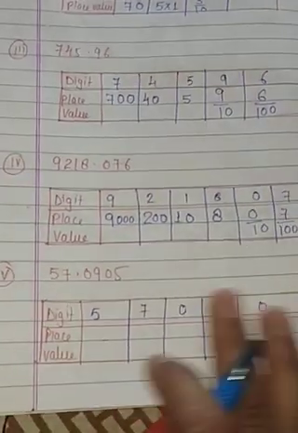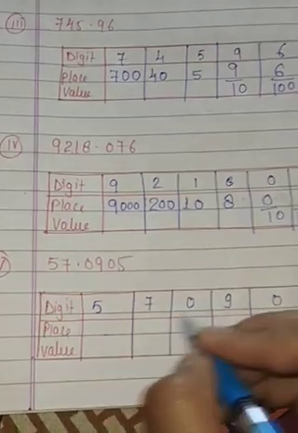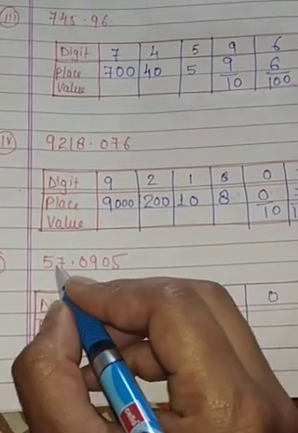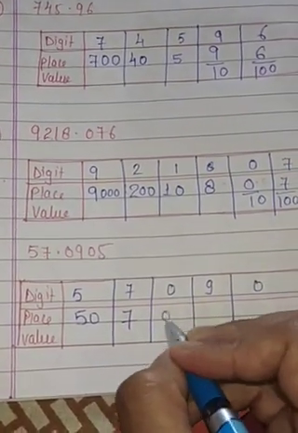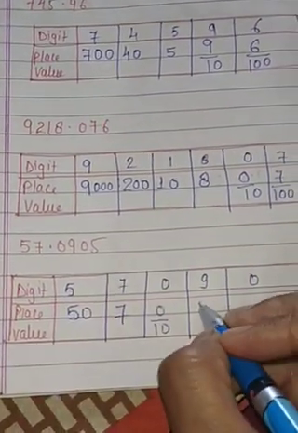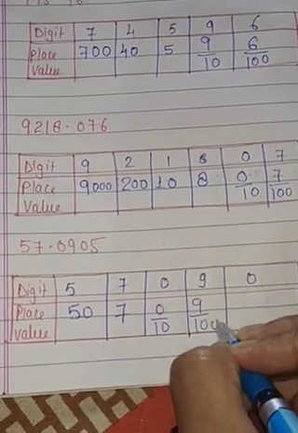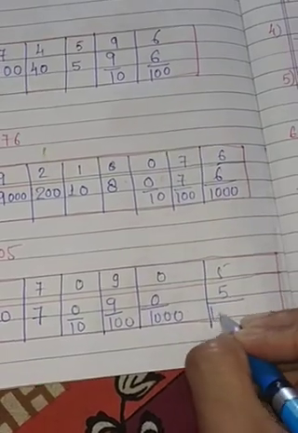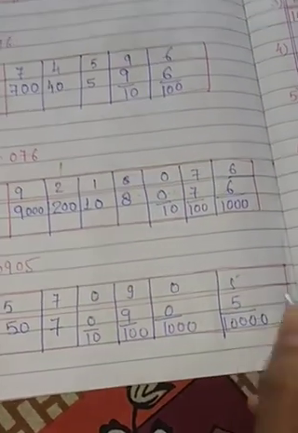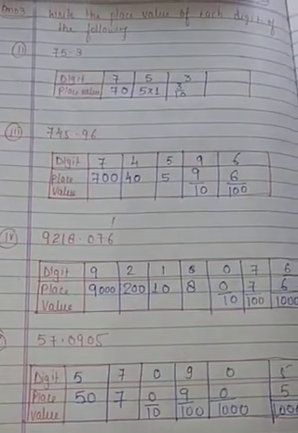Okay, now the fifth one we will write like this. This is 7 ones, this is tens, this is 50. After the point this is 0 by 10, this is 9 by 100, this is 0 by 1000, and this is 5 by 10,000. I hope you are getting this point. Okay.